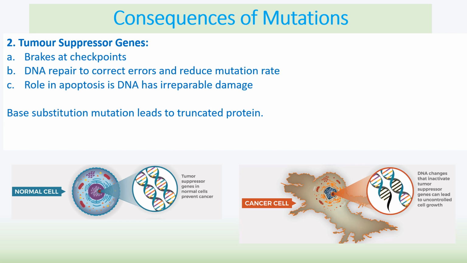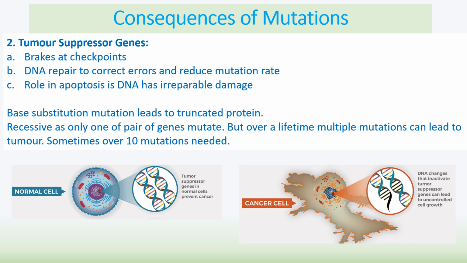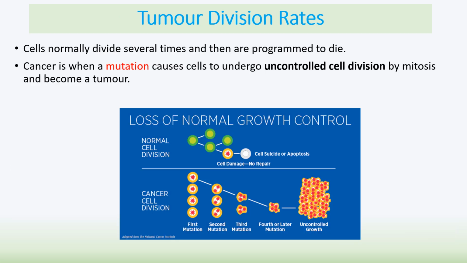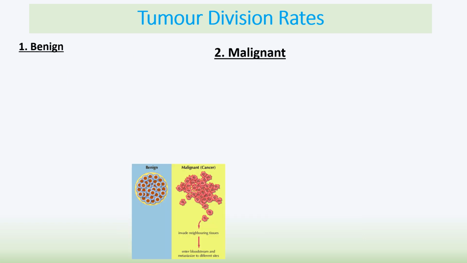And what happens here again is you get a base substitution, so one of the DNA bases is changed, and that can lead to a truncated protein, which is one that is no longer working. It's normally recessive as only one pair of the genes mutates, but over a lifetime multiple mutations can lead to tumours, and sometimes over 10 mutations are needed. So normally what happens is cells will divide several times and then they have apoptosis, they're programmed to die. A cancer, when it becomes mutated because of those two genes that we've just mentioned, can lead to uncontrolled mitosis and then as a result.